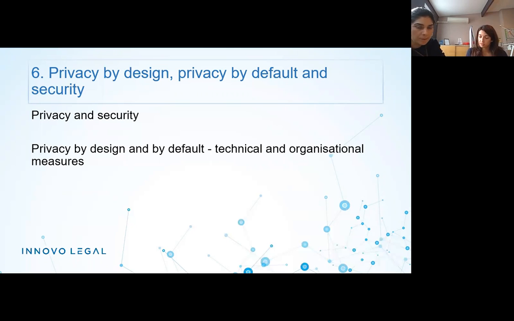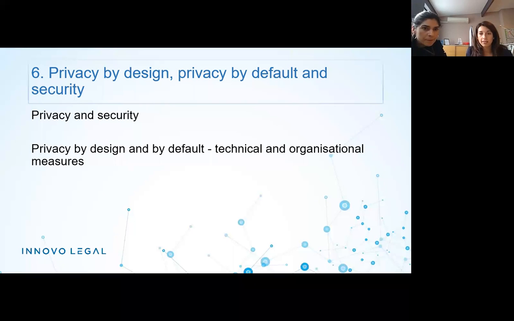When you design your product, your platform, for example, you need to bear in mind all these principles, the 7 principles I told you about. So transparency. You also need to bear in mind the rights of individuals, so data portability, making sure that it is achievable when you design your product.